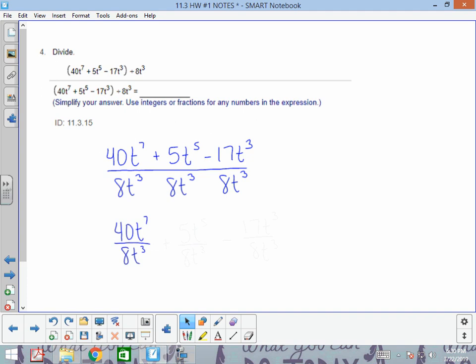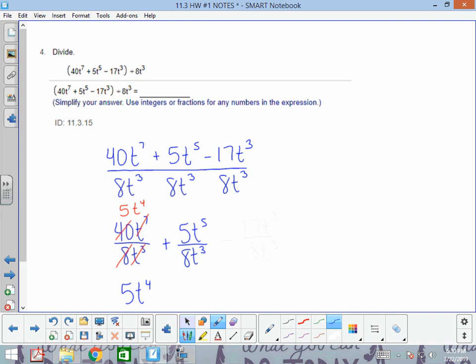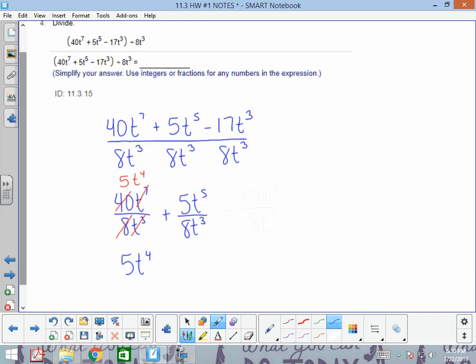Okay, so let's reduce. 8 and 40 both divide by 8. T to the 7th divided by t to the 3rd, that's going to be t to the 4th. So my first term is 5 t to the 4th. Second term, well, positive 5 over 8 is just going to stay positive 5 over 8. It doesn't reduce anymore. But t to the 5th divided by t to the 3rd, subtract those exponents, and I get t squared. Now, t squared, since it's a positive exponent, is going to stay in the numerator with the 5.